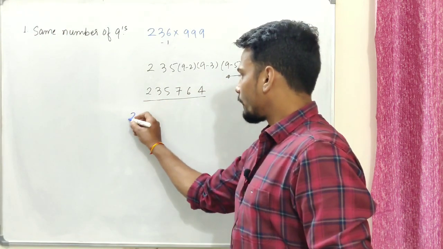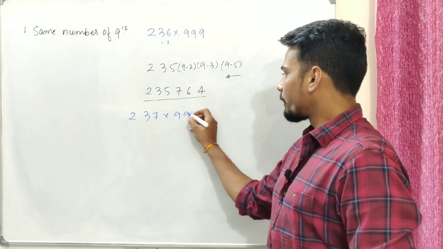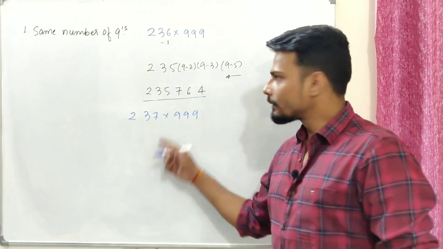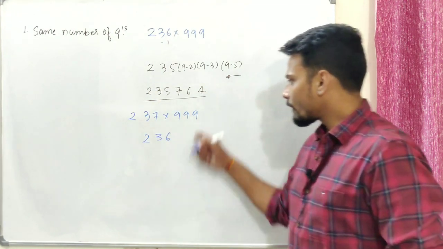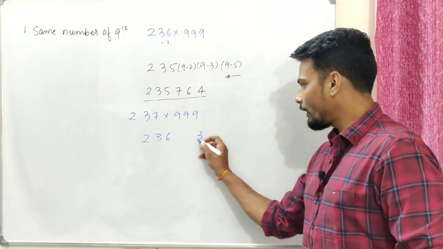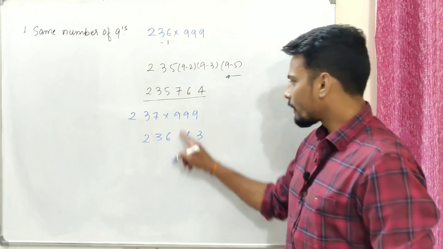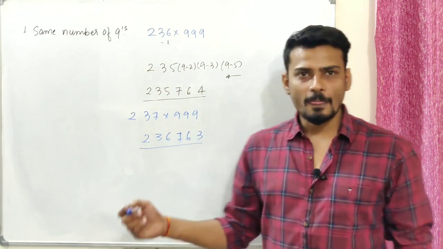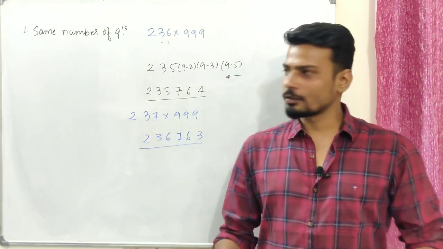Probably I can choose, let's say, 237 times 999. How to start? Same process. I would write 236. 9 minus 6 gives you 3. 9 minus 3 gives you 6. 9 minus 2 gives you 7, and that's your answer. It will take probably 5 seconds to get it done.